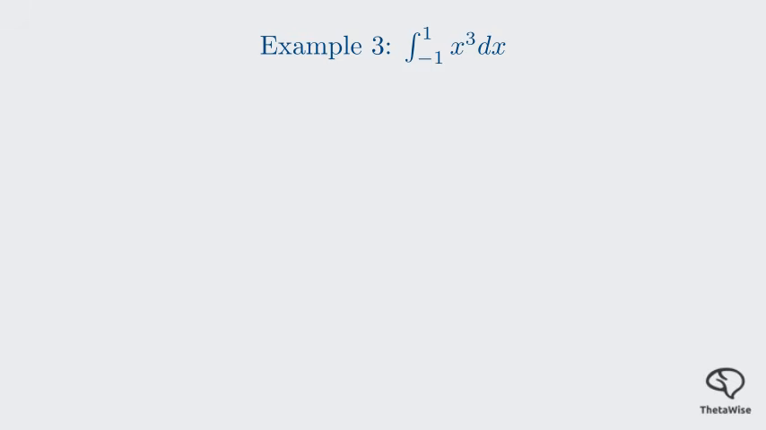The area from -1 to 0 is negative, and it's a perfect mirror image of the area from 0 to 1, which is positive. Let's see if the calculation confirms our intuition.